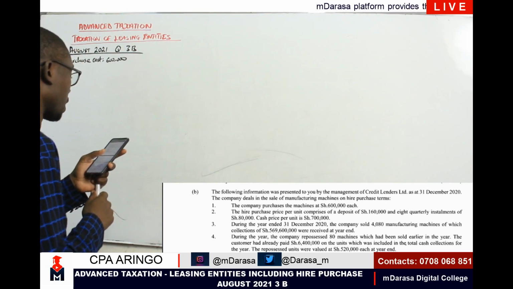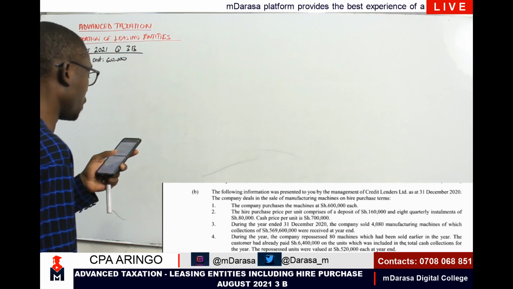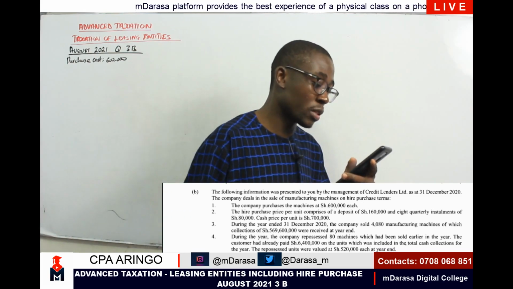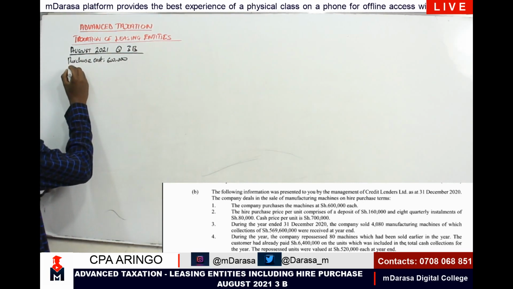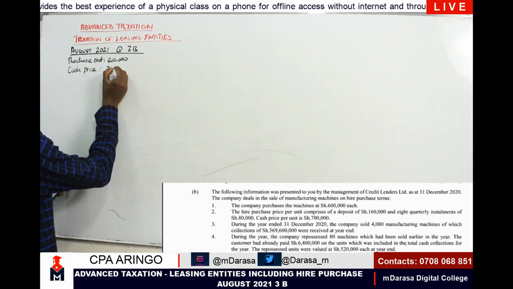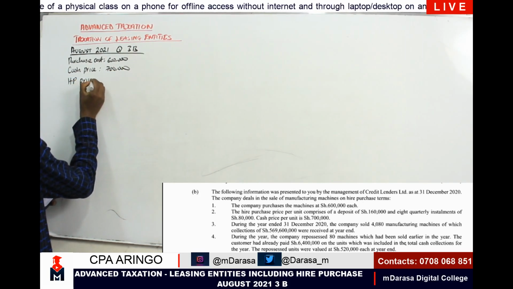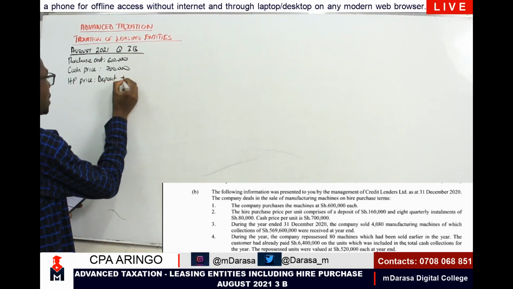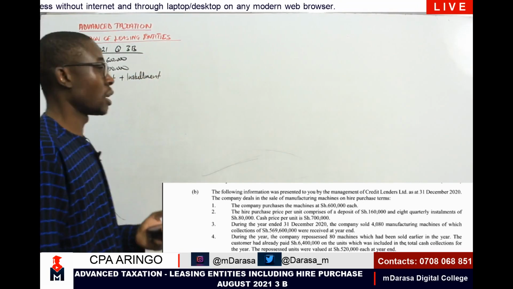Then note 2, we are told that the hire purchase price per unit comprises a deposit of 160,000 and 8 quarterly installments of 80,000. Cash price per unit is 700,000. So if a person decides to purchase this item in cash, this person is going to pay 700,000 shillings. Suppose we go with hire purchase price. We know that hire purchase price is our deposit plus installments.